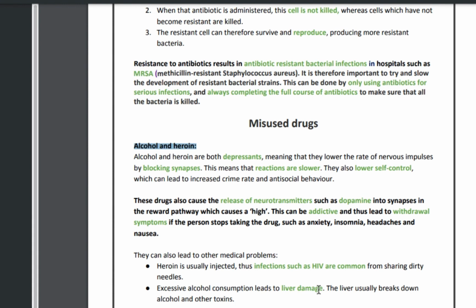Glycogen, glucagon, all of these things. The liver, what it does, the insulin and all of these things. So if your liver has a problem, what happens to you? You're finished. If the liver has a problem, you're finished. So excessive consumption of alcohol will damage the liver.